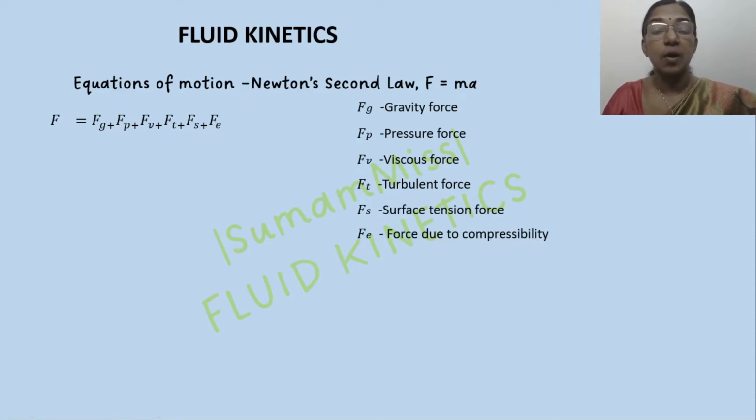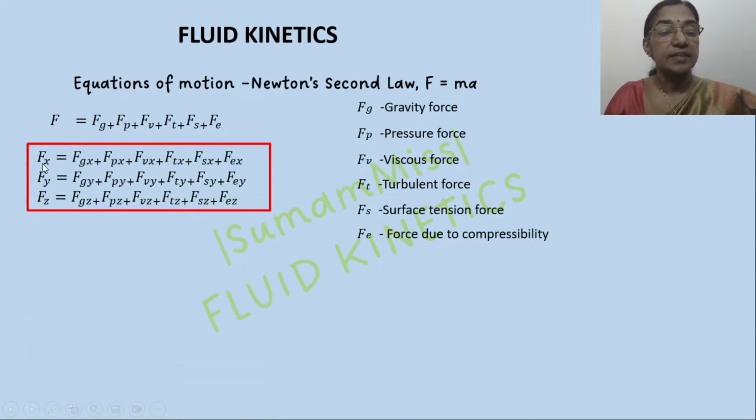When the fluid is compressible, or if the fluid is of elastic nature, we have to account for the force due to compressibility. The forces can be represented in x, y and z directions, so it is Fx, Fy and Fz correspondingly. All these forces have components in the x, y, z directions. So Fx equals Fgx plus Fpx plus Fvx plus Ftx plus Fsx plus Fex, and so forth. If there is enough depth of flow, the surface tension force is not significant. Similarly, if the fluid is incompressible, the force due to compressibility can be neglected.